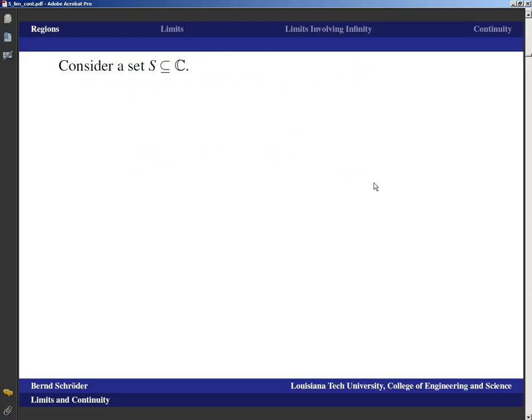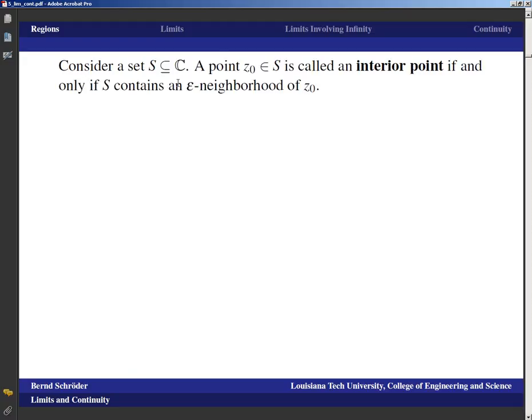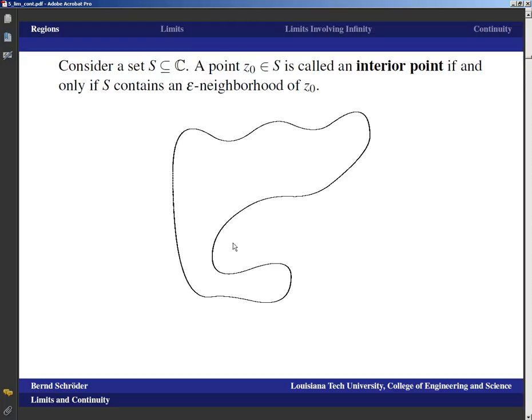Okay, now we continue talking about regions, and we're going to talk about a set S contained in the complex numbers repeatedly here, and we're just going to introduce some vocabulary. So a set S. Well, a point z0 in S is called an interior point if and only if S contains an epsilon neighborhood of z0. This is the element sign, which just means that the point is in the set. So again, we just talk about a generic domain, and z0 in this situation is an interior point because we can draw a little circle of radius epsilon around z0, and that whole disk is contained inside this domain.